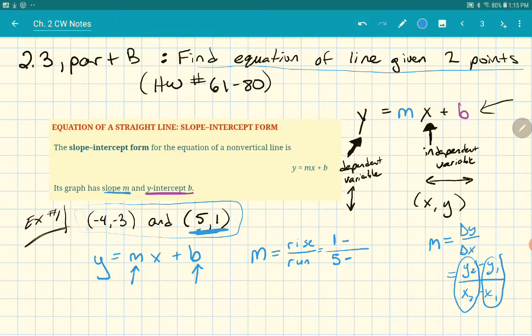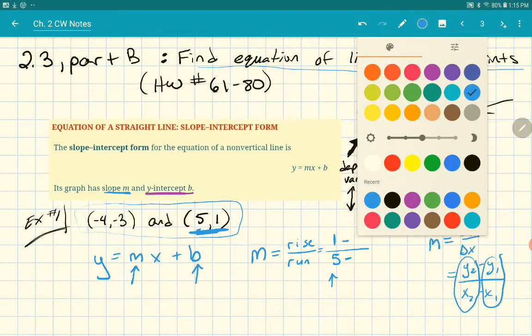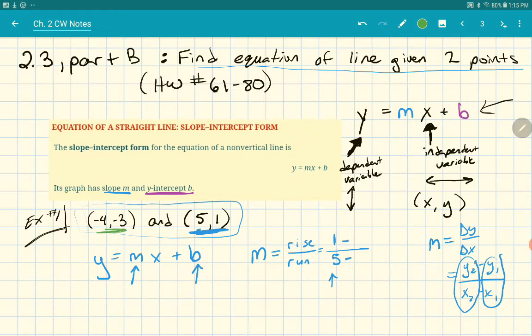So there's my 5, 1 right there. I'm going to do the other one in green. Okay, and then my other pair is the -4 and the -3. The y is -3. The x is -4. I'm putting those in parentheses because I don't want to get that messy negative, so I know it's minus a negative, so it's going to become a plus.